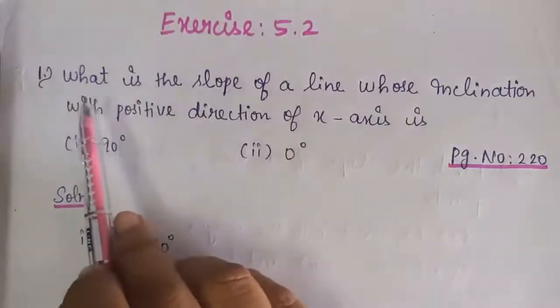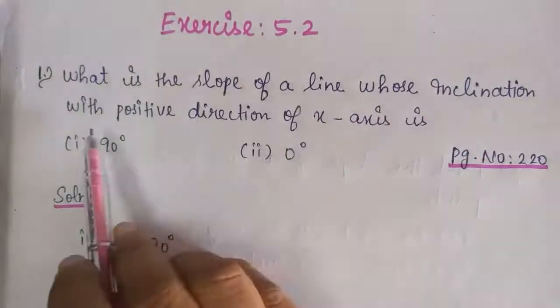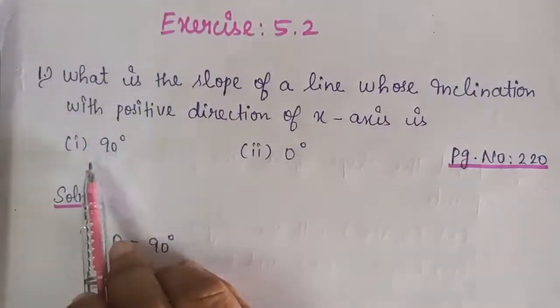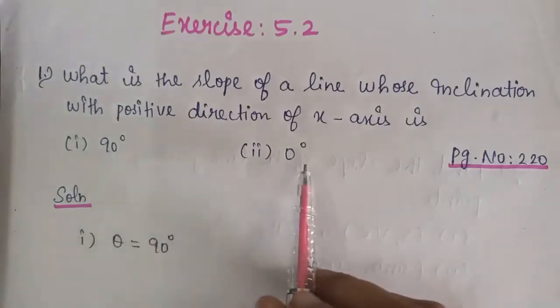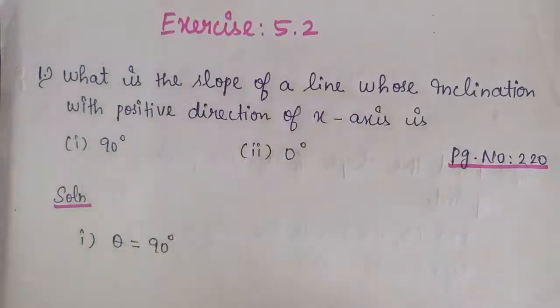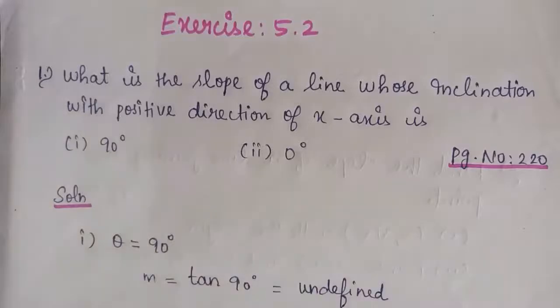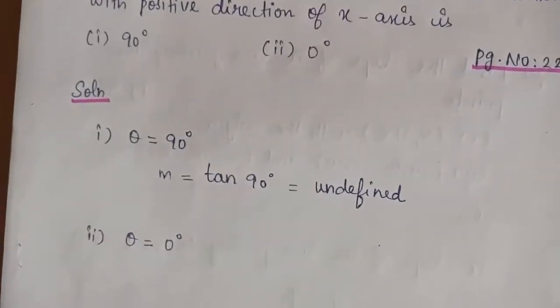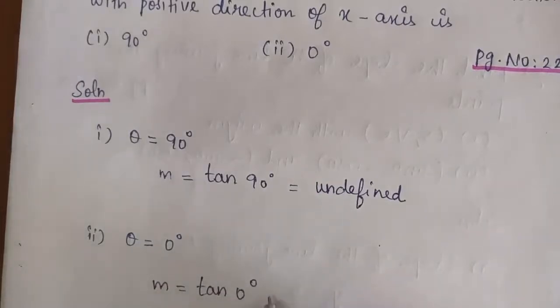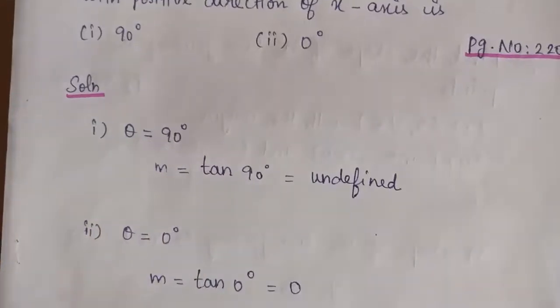Exercise 5.2. First question. What is the slope of a line whose inclination with positive direction of x-axis is first subdivision 90 degree and second subdivision 0 degree, which is in page number 220. So first subdivision, theta is equal to 90 degree. So theta, that is angle of inclination, is 90 degree, means the slope m is equal to tan 90. But tan 90 is undefined. Then second subdivision is 0 degree. Theta is equal to 0 degree. Therefore m is equal to tan 0 degree. Tan 0 degree is 0.